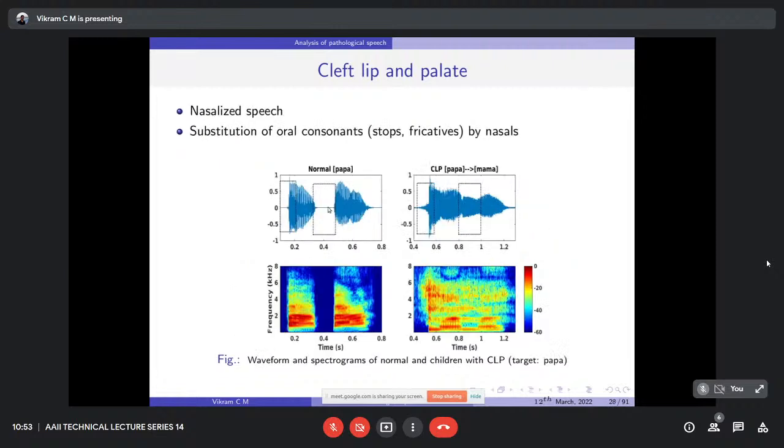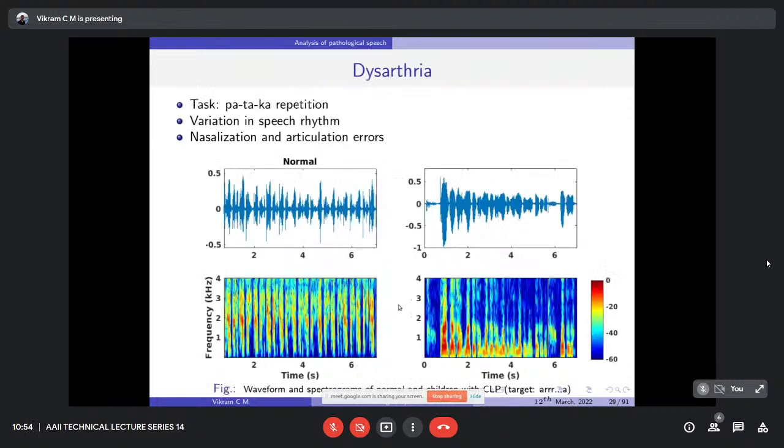Say this is one more example. Since cleft lip and palate speakers don't have a proper palate, they also do a lot of substitutions. Instead of saying papa, they sometimes say it like mama. So that also is visible in the spectrogram.